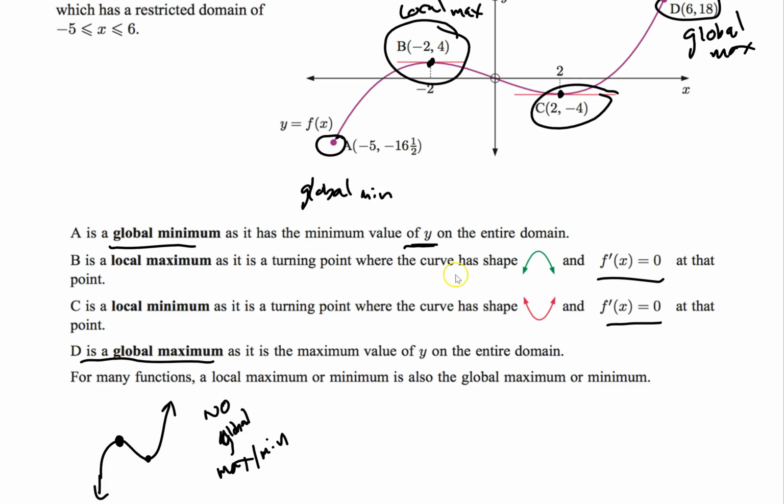Now sometimes the global max and min could also be the local min. If I give you a parabola, this has no max, right? No global max. But it does have a local min, which is also the global min. So in that case, it's both.